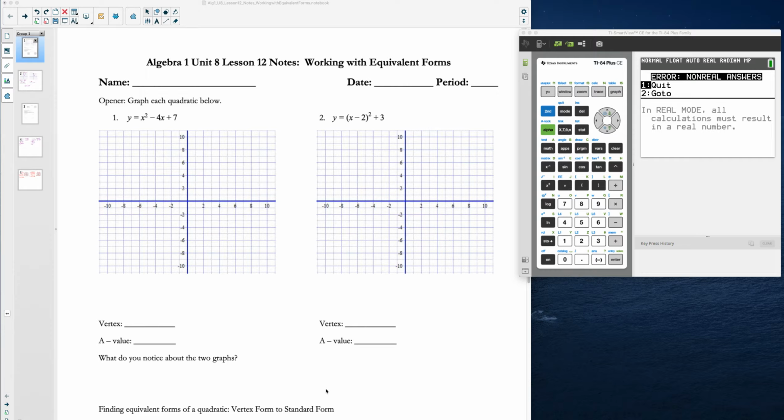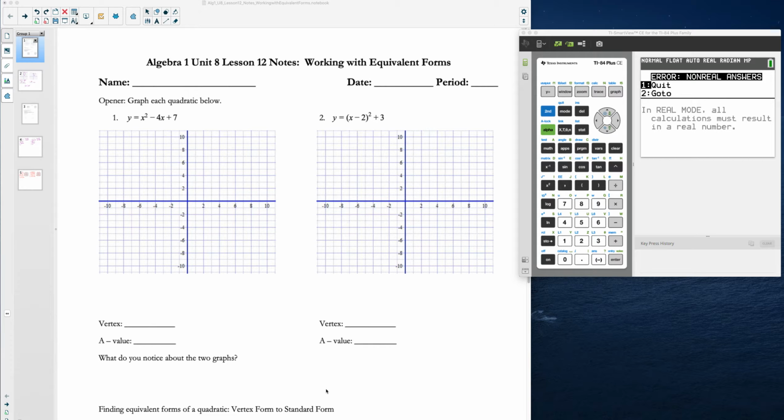All right, so speaking of those forms, if you look at our warm-up here, our opener, we have two graphing problems. The first one is in standard form. The second one is in vertex form. And so what I would like you to do right now is graph those two quadratics and then tell me what you notice about those two graphs. And then once again, you can either turn the video back on to check your work, or you can have your fully worked notes open and compare your work with those.